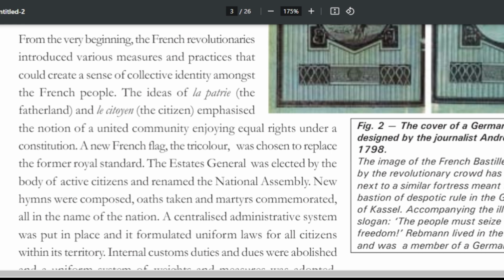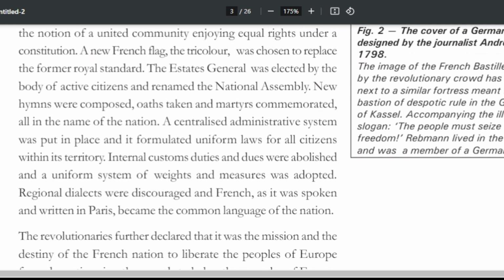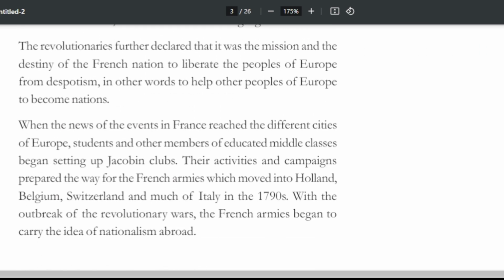New hymns were composed, oaths taken, and martyrs commemorated, all in the name of the nation. A centralised administrative system was put in place and it formulated uniform laws for all citizens within its territory. Internal customs duties and dues were abolished, and a uniform system of weights and measures was adopted. Regional dialects were discouraged, and French, as it was spoken and written in Paris, became the common language of the nation. The revolutionaries further declared that it was the mission and the destiny of the French nation to liberate the peoples of Europe from despotism. In other words, to help other peoples of Europe to become nations.